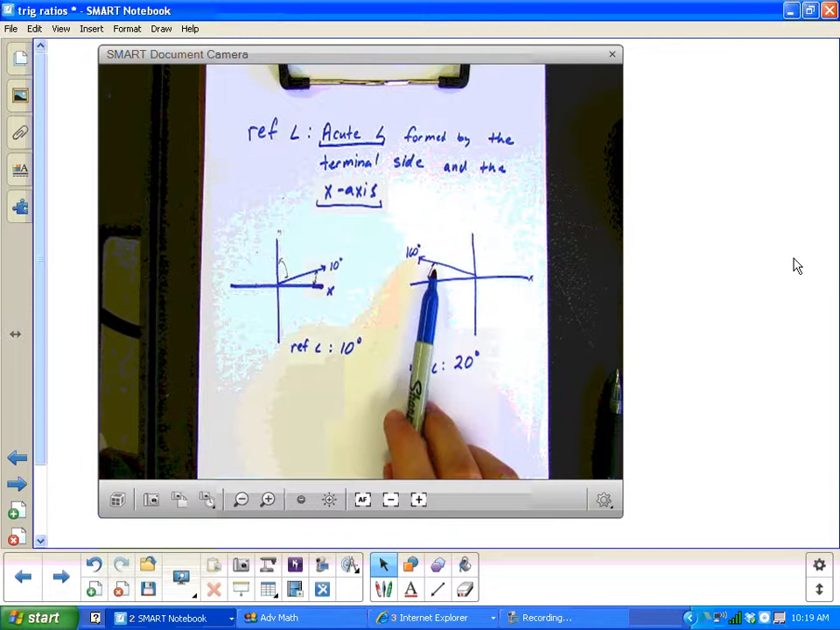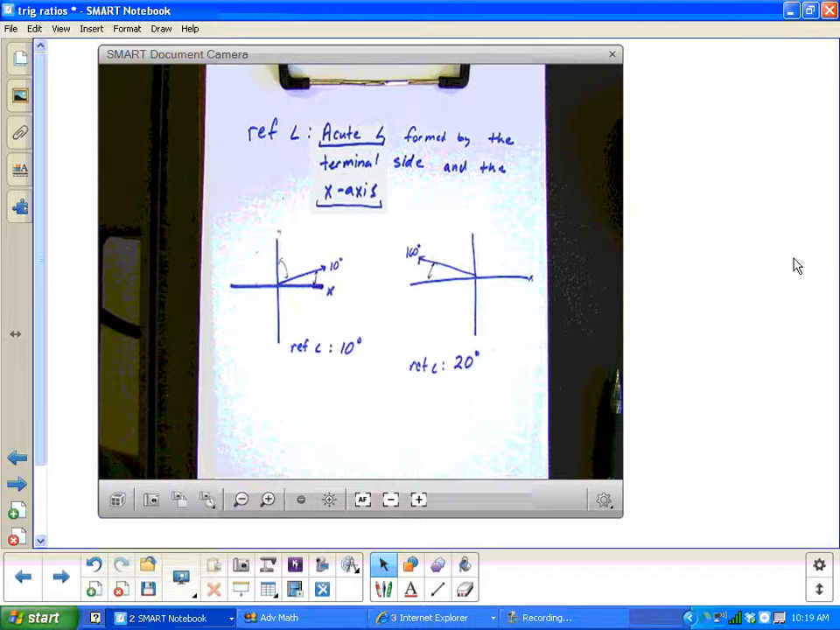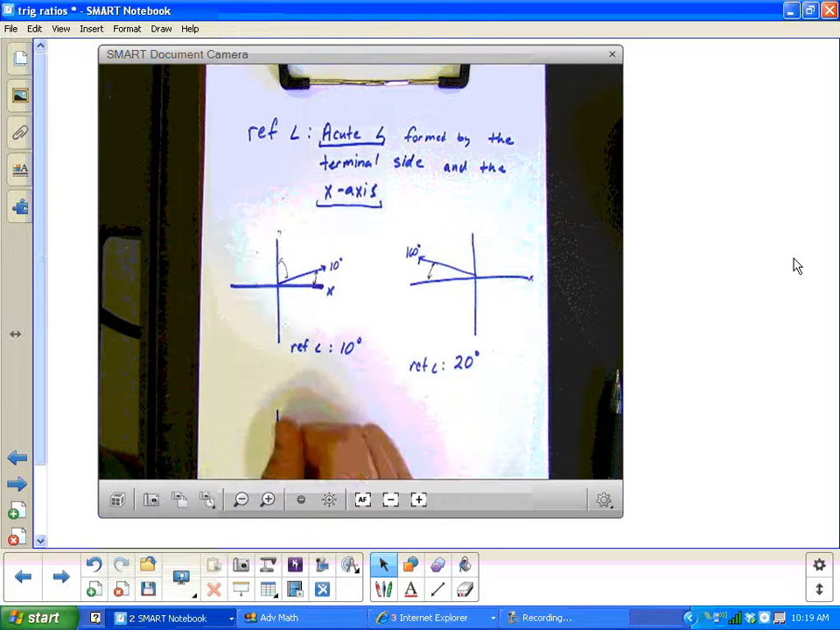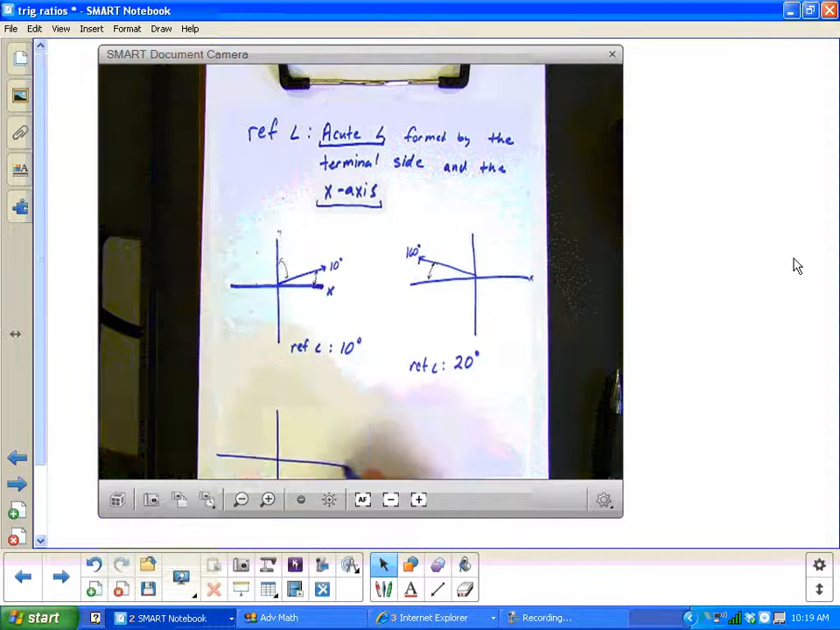Alright, now that was one in the second. Let's do one in the third, and this we're going to develop rules so we don't have to draw it every time. Alright, somebody give me a nice angle in the third.